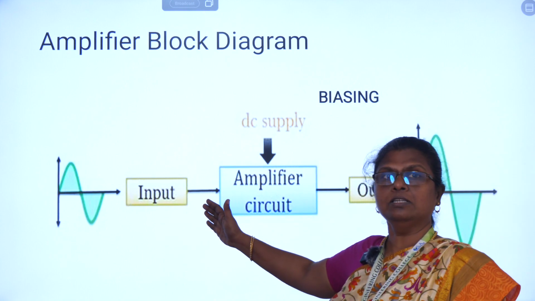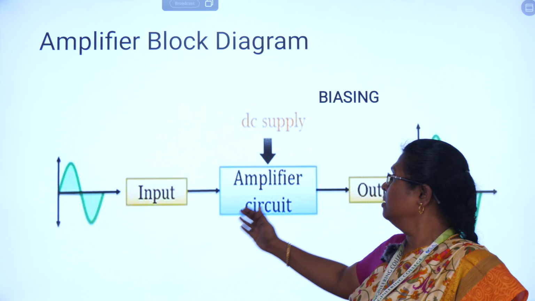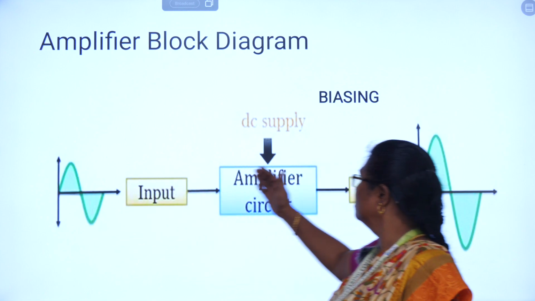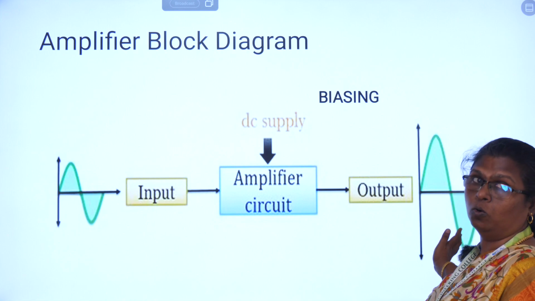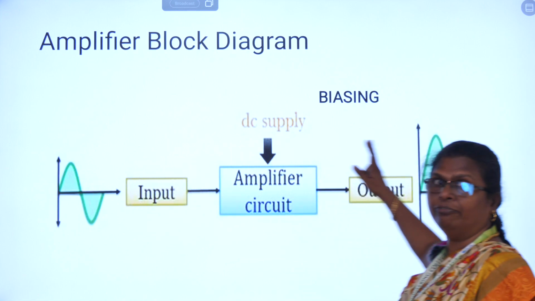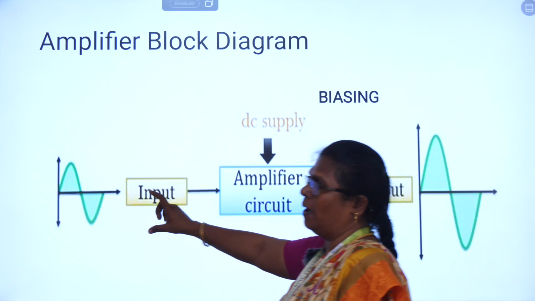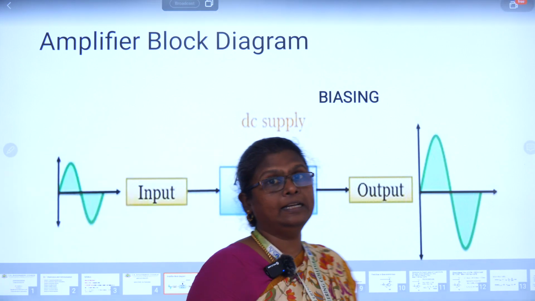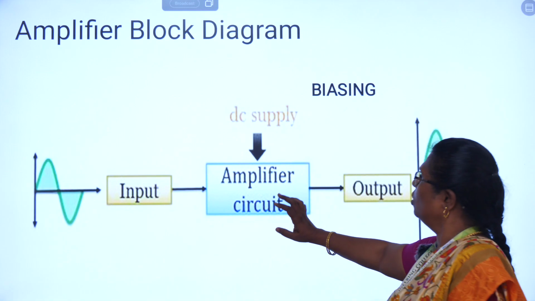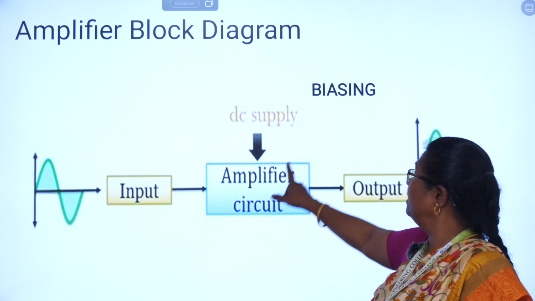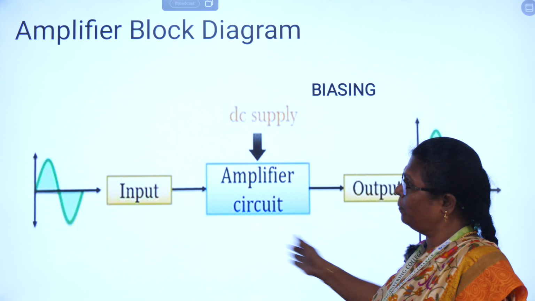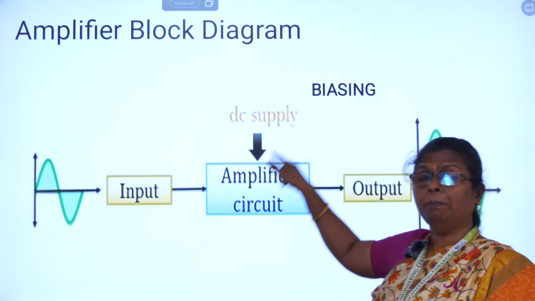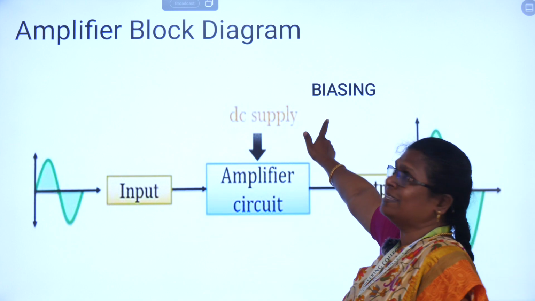This amplifier circuit consists of BJT or MOSFET. In this we will be having input, which is going to be an AC input. And the output is also an AC output, but we can see the magnified output. We can see here the amplitude of this is small, and when it comes out of the amplifier circuit, it is magnified. And for proper operation of the complete amplifier circuit, to magnify it, we need DC supply. Supplying this DC supply, we call it biasing.